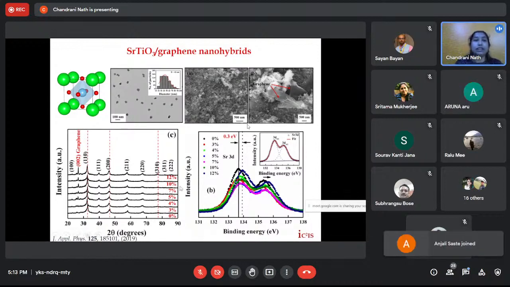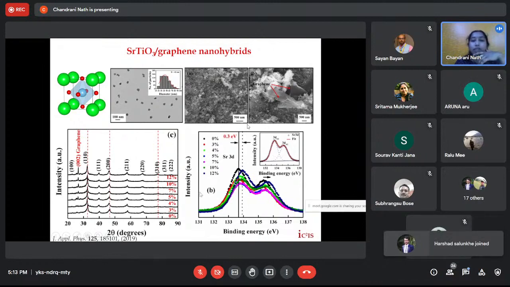We could synthesize nanoparticles of strontium titanate with an average particle size of 42 nanometers. These are the micrographs of the hybrids. This is the plain strontium titanate, and this is the image of the hybrid. Here we can see graphene nanoflakes.